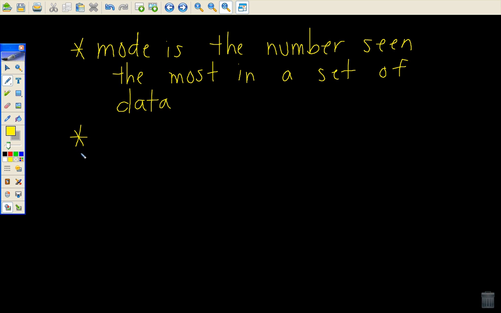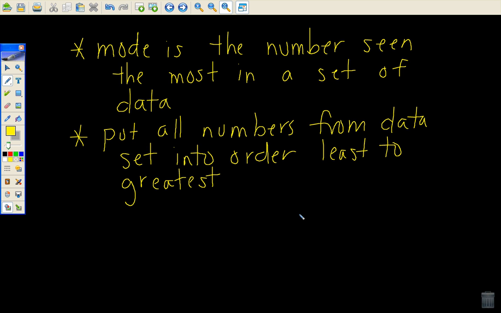We just do least to greatest because that's just the traditional way to do it. So we're going to put all the numbers in the data set in order. Honestly, if you put it in order of greatest to least, you're still going to get the right answer, but you have got to remember the most important thing is you have to put them in order, least to greatest or greatest to least, but everything you see me do is going to be least to greatest.